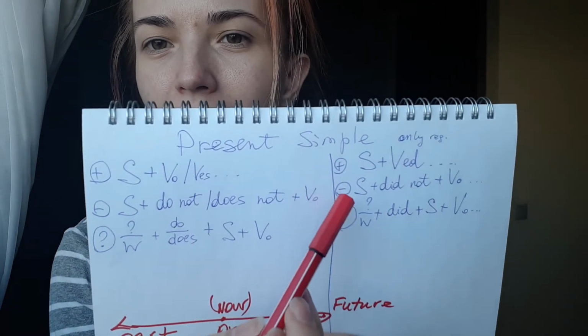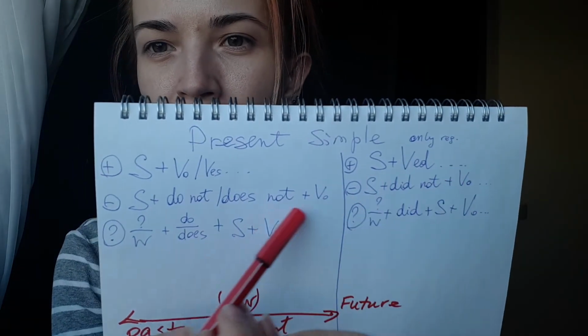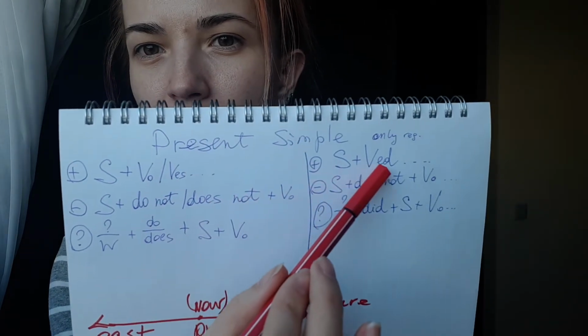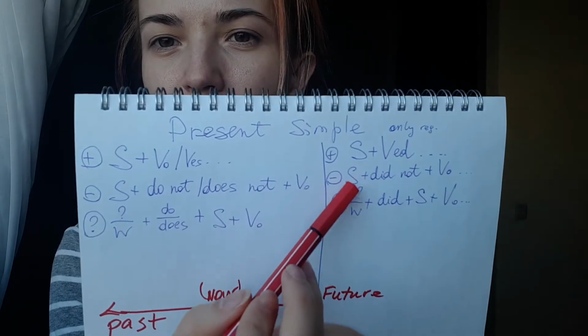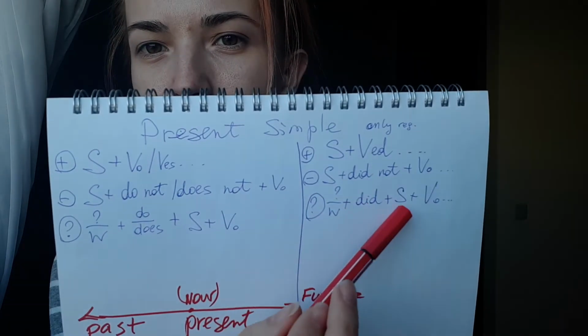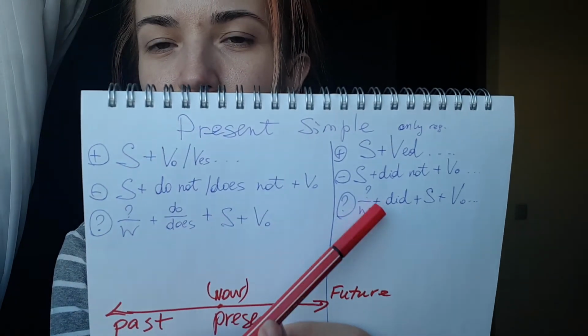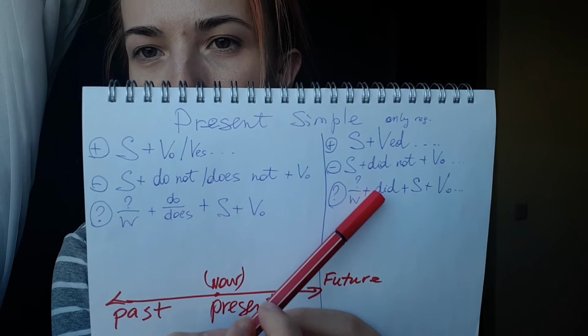Negative, subject, did not and verb without endings. So here is the same, but here we have do not, does not, and here it changes into did not. Questions, question word did plus subject plus verb without endings, the same. Do, does changes, and here we have did.